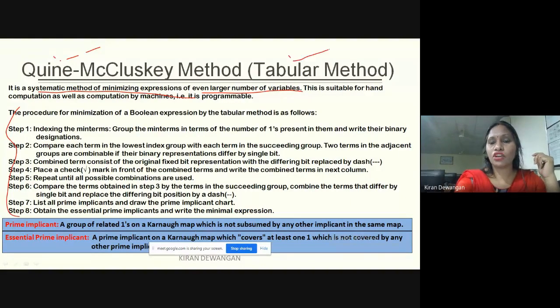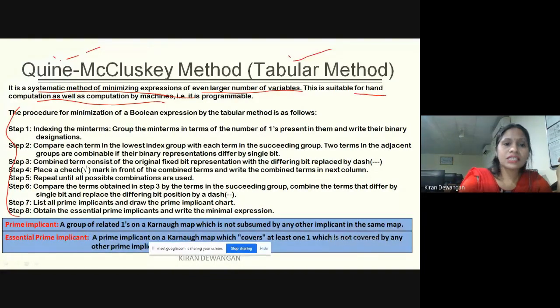or else we can even call it the tabular method, because we are going to form a table. That is why it is called the tabular method. Now in this one, we can compute it manually, like hand computation, or else we can program it for machine computation. Clear? Agar hum usko program karenge, then also we'll get the proper output. So that is programmable, completely programmable.